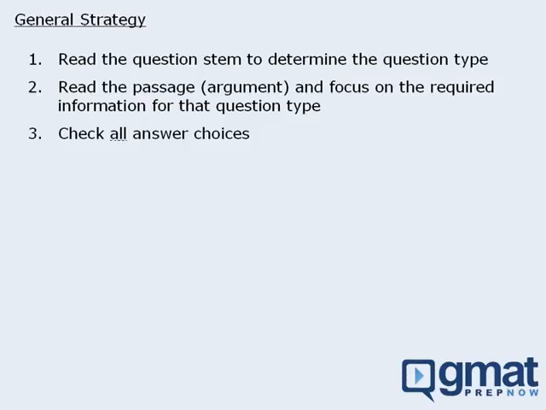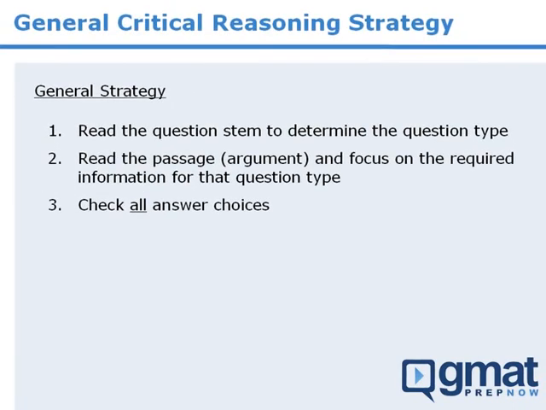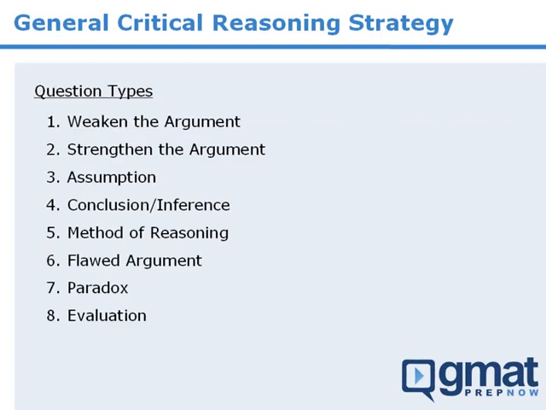Well, unlike math questions where we're required to find the one correct answer, verbal questions require us to find the best answer. So although one answer choice may seem pretty good, it's possible that another answer choice is even better. So if we stop checking answer choices once we spot the one that looks good, we may miss the better answer choice later on. So be sure to check every answer choice before making your selection. Okay, so that's the general strategy for all critical reasoning questions. In upcoming lessons, we'll examine the individual strategies for tackling each of these question types.